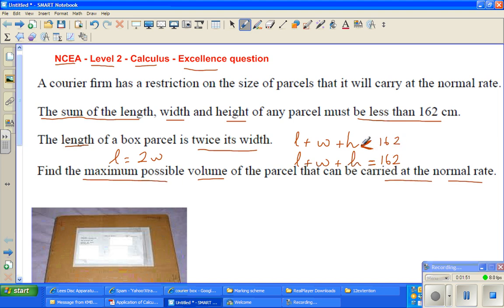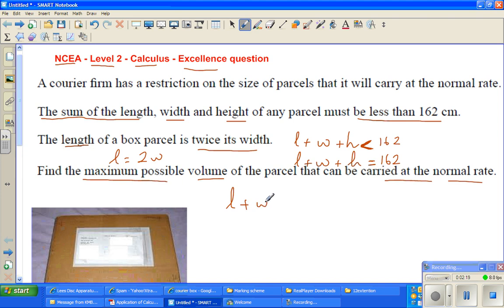These are the two conditions that we have, and we want to maximize volume. So this is a question of calculus, of maximization or optimization. So what are we doing now? We're going to use this. Let me rewrite. So what is it that we've got?